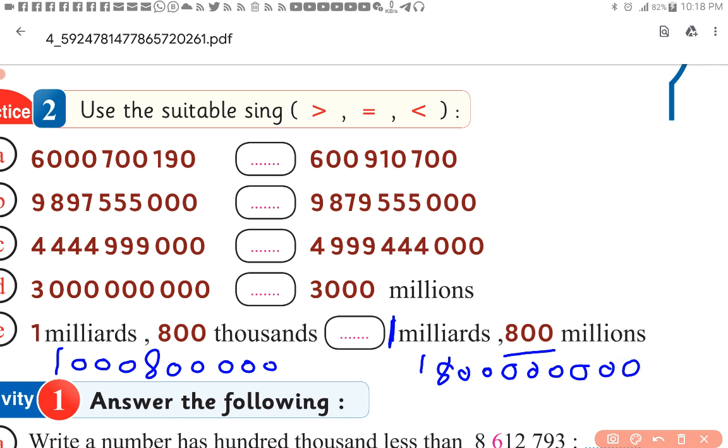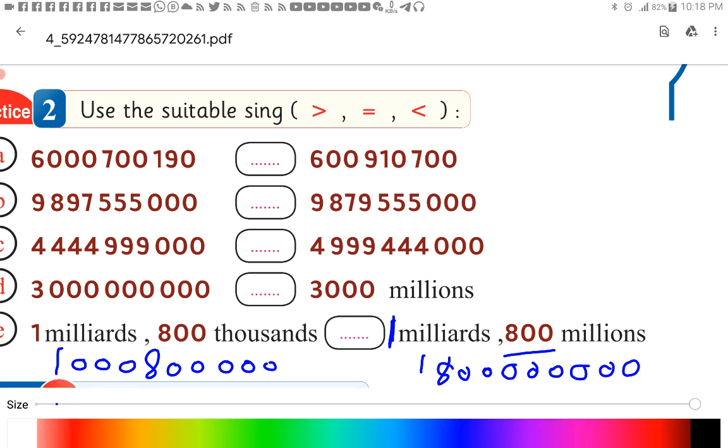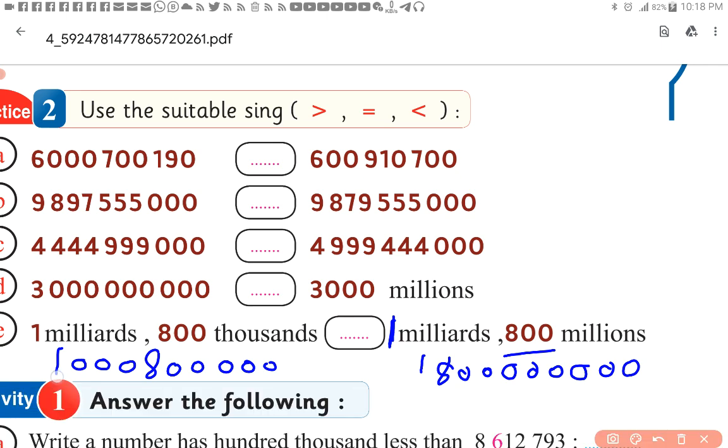Then start to compare. The two numbers contain 10 digits. Start from left. Here 1 and here 1. Here 0 and here 8. 8 is greater, so you will put the sign smaller than.